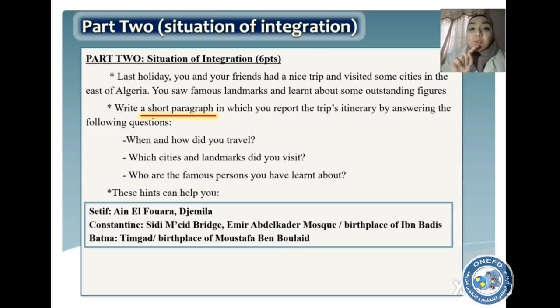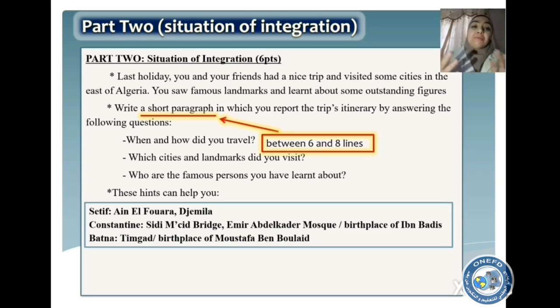What are you asked to write? Here you have to pay attention after the verb write. What are you asked to write? The form of the piece of writing of your situation. Here you write a short paragraph. What does it mean? A short paragraph is between 6 and 8 lines, maximum 10 lines. This is a short paragraph in which you report the trip's itinerary.